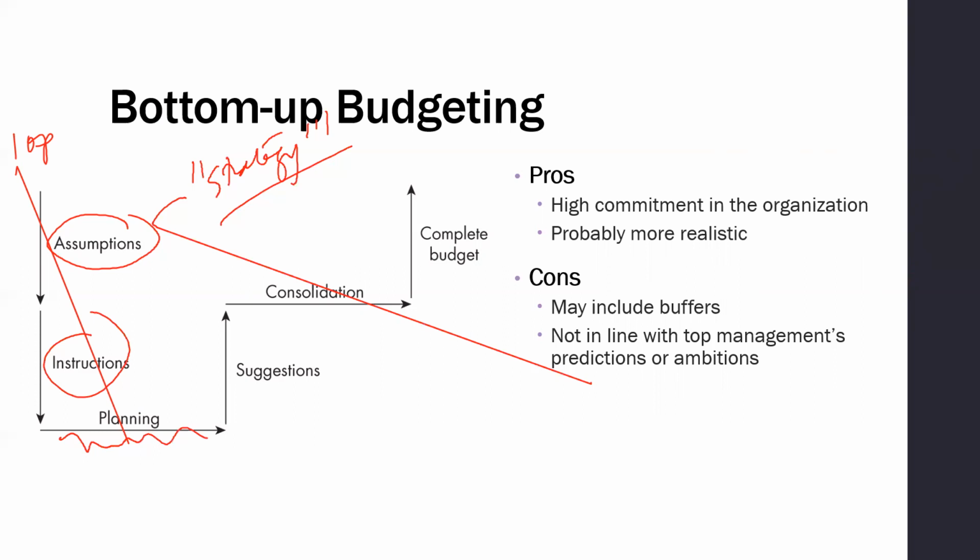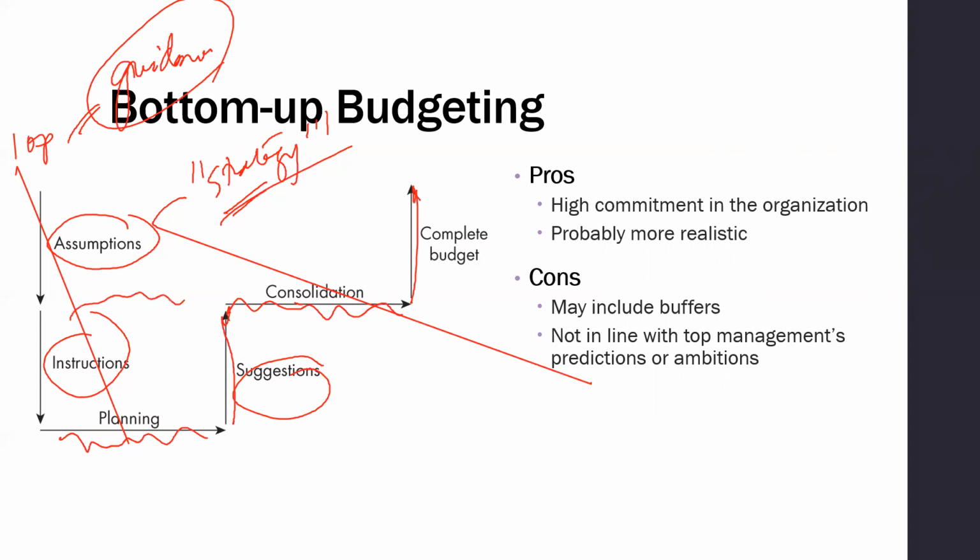Okay? Once they plan, they form suggestions, and then middle managers will consolidate. The completed budget will be approved by top management. Okay? So, anong binigay ng top management? Guidance only. Ito ang strategy natin. Middle level managers provided the details or the instructions. Low level managers participated in the planning process.